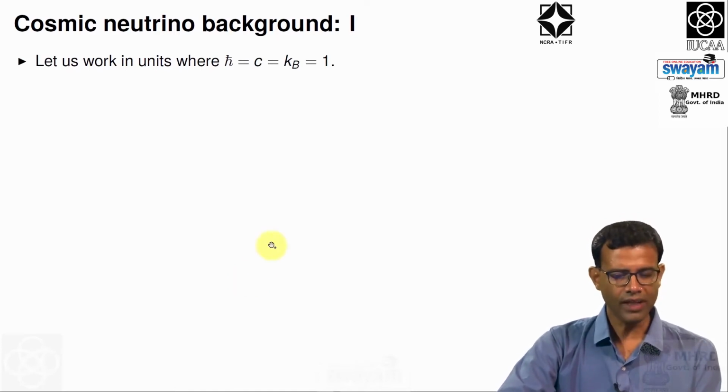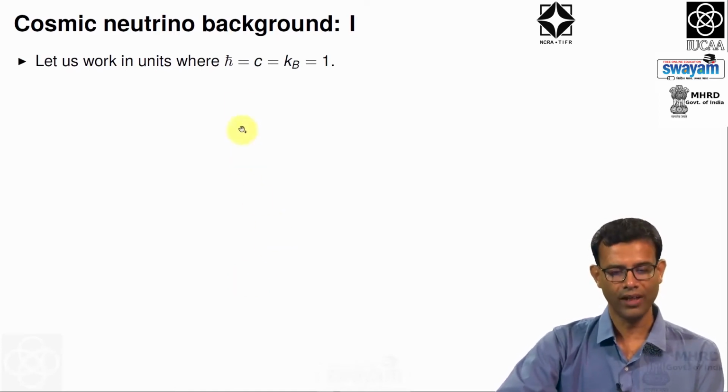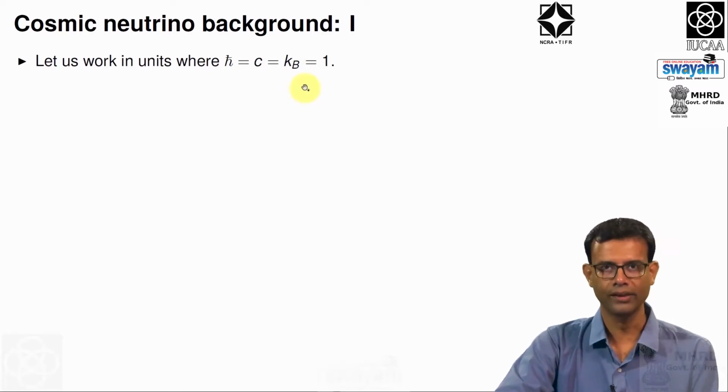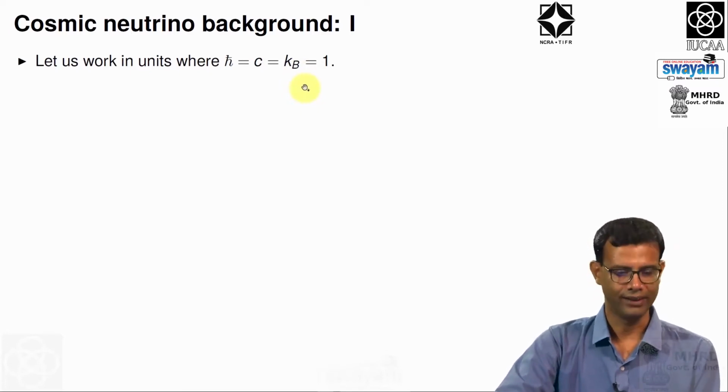So, for the rest of the lectures we will work in units where we have taken h bar, c and the Boltzmann constant to be 1. So, that makes the expressions look simpler, the mathematics a bit easier, that is all.